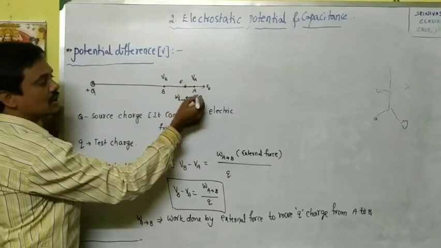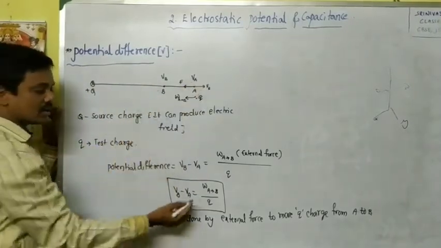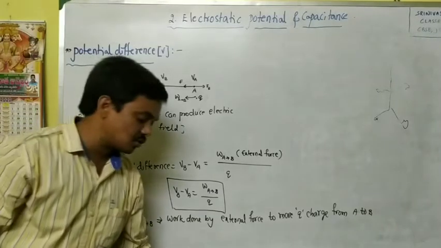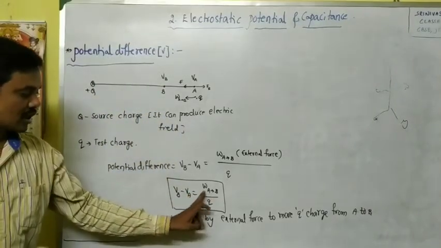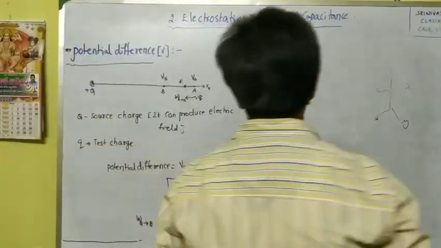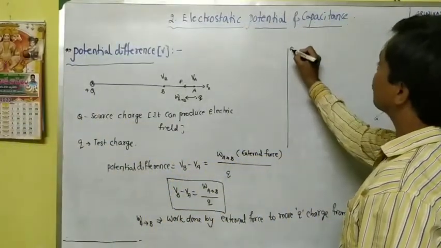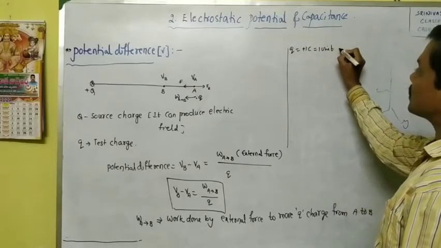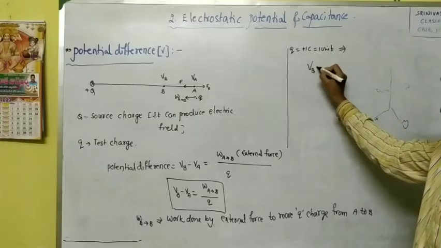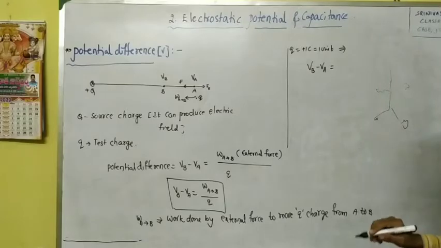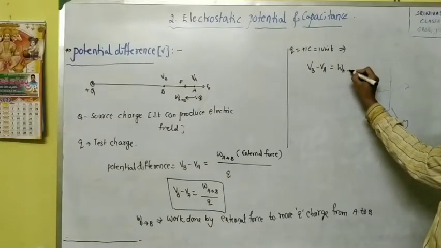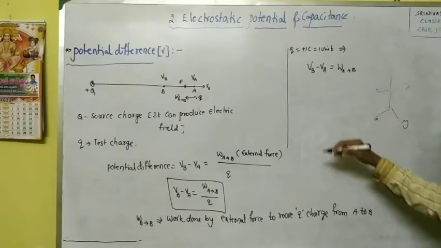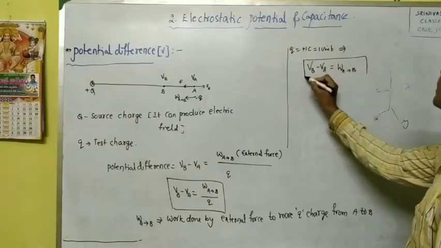We are moving the q charge from A to B, and for that we have to do some work. That work gives the potential difference between two points. The potential difference between two points is equal to the work done to move the charge between two points. For example, we take q as 1 unit, plus 1 coulomb. Then what happens to the potential difference? VB minus VA is equal to WAB by q, where q is 1, so W by 1 is W. Then we get the potential difference as the work.